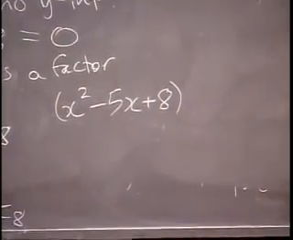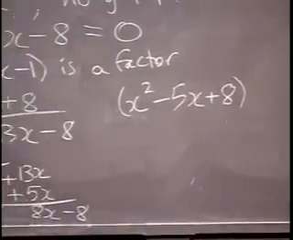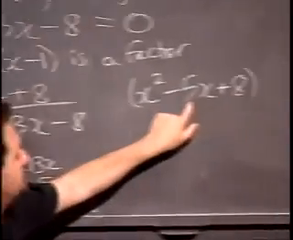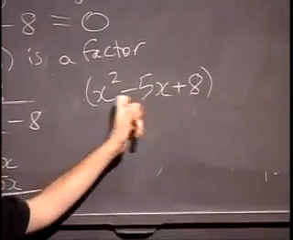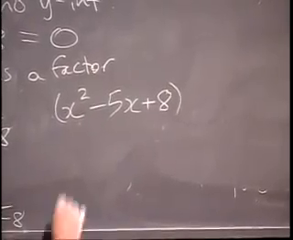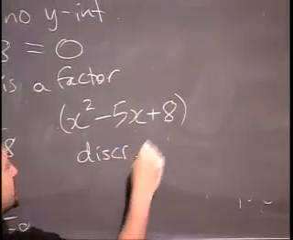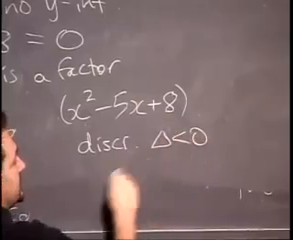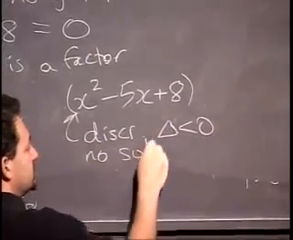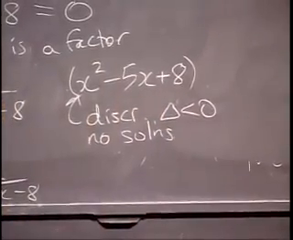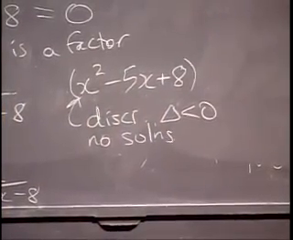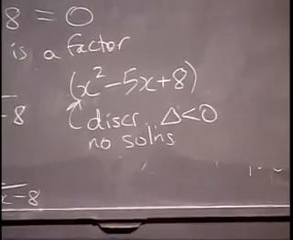Maybe, though, that's a quadratic. Maybe we can factor that further. What's the discriminant, though? b squared is 25, minus 4 times 8 is 32. The discriminant's negative 7. The discriminant, which is normally written as delta, is negative, so this does not factor over reals. No solutions to the quadratic equation x squared minus 5x plus 8 equals 0. So actually, x equals 1 is the only root. This is the only x-intercept.